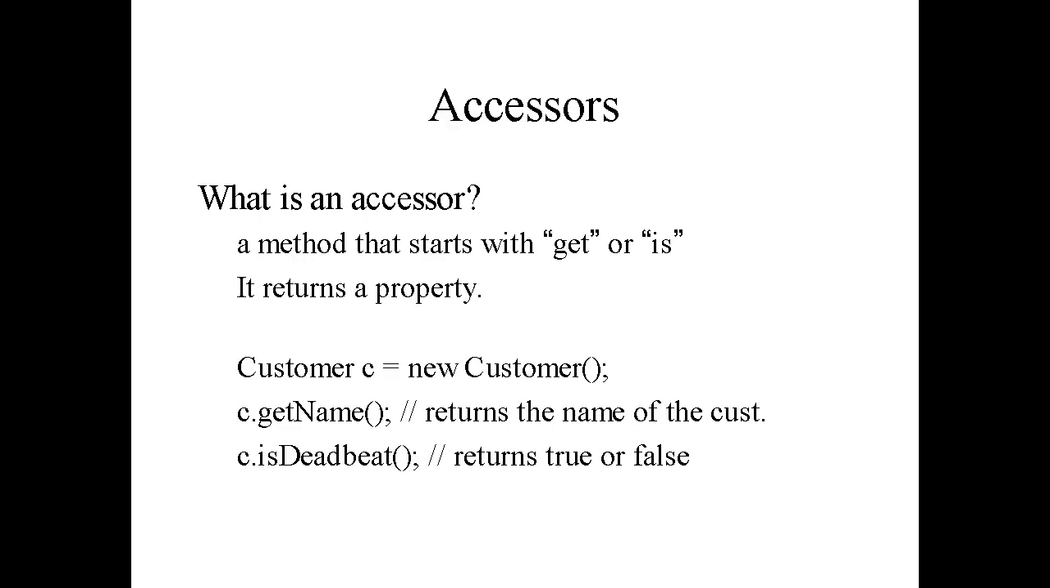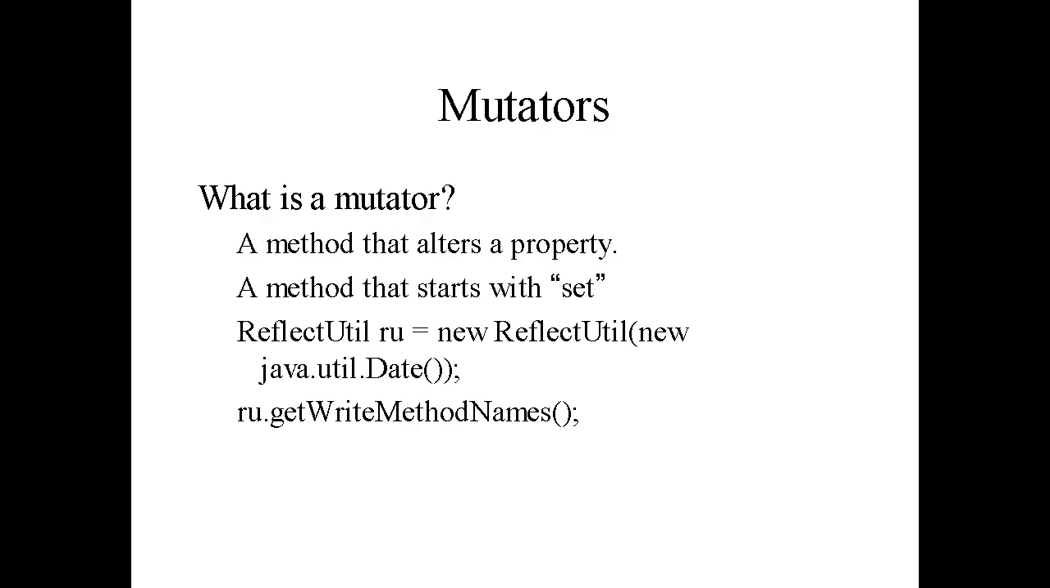One of the things you'll want to get from the instance is information about properties in the class, and these are obtained through the so-called accessors. So when you get something, for example getName, or determine if something is true, like isDeadbeat for a customer, you'll be able to use the accessors to get information. The question is, how can you use these accessors to get information about the Customer class using reflection? The answer is that you can use ReflectUtil to do that.